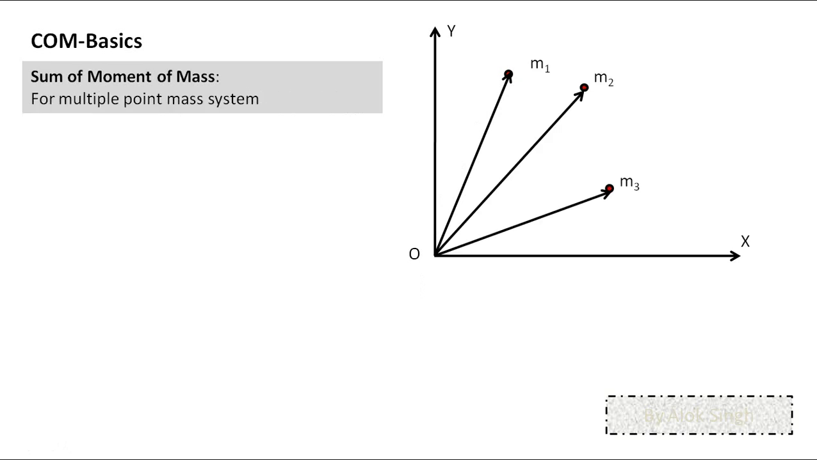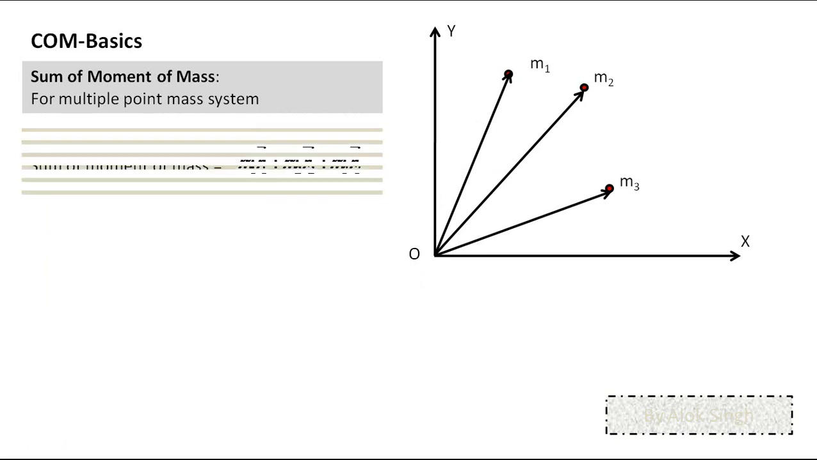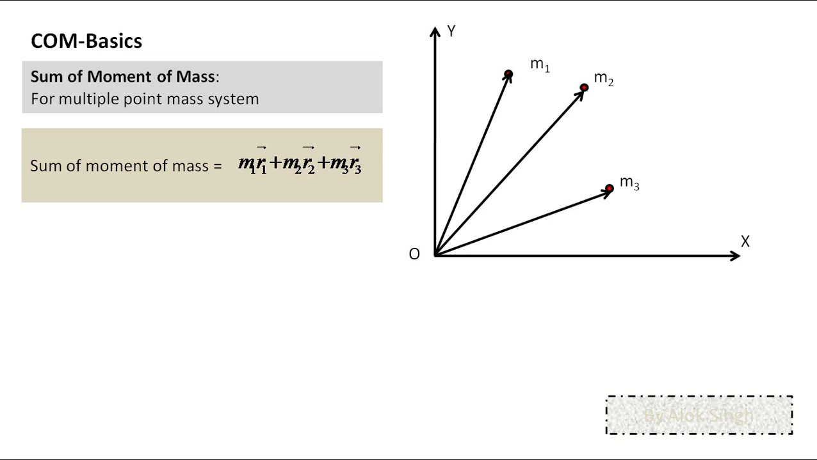How about multiple point system? Take example, we have 3 point masses. What is the sum of moment of mass? I think answer is pretty obvious, logical. Sum of moment of mass is a vector sum of the moment of mass of each particle. Each particle we calculate the moment separately and add it up in form of a vector.